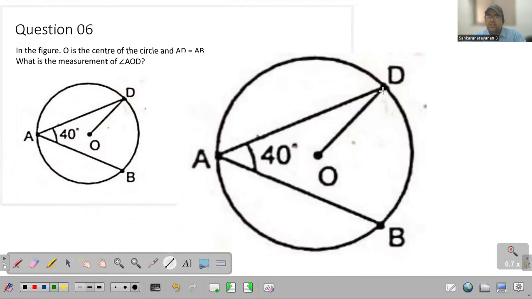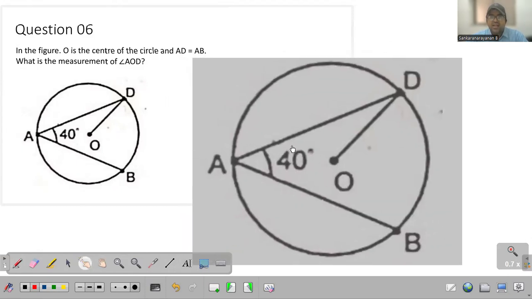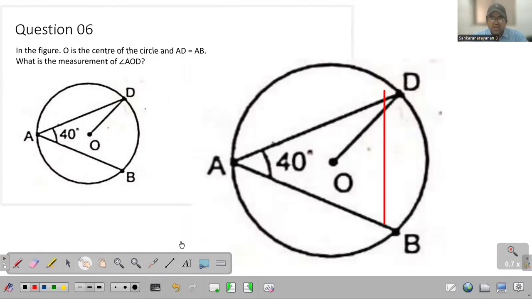What I am first going to do here is a small construction. I'm going to join this D and B. I'm just going to join them. In the question, it is given AD is equal to AB, right? It's given AD and AB are equal. So the construction, I'm putting it like this. Please observe AD and AB, they are equal, right? So can I not view triangle ADB? Look at triangle ADB.